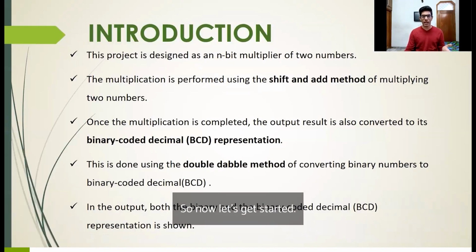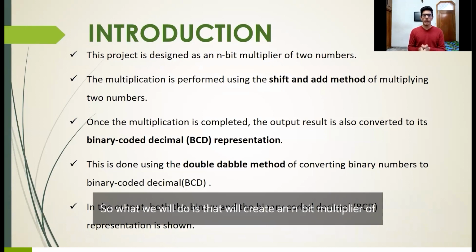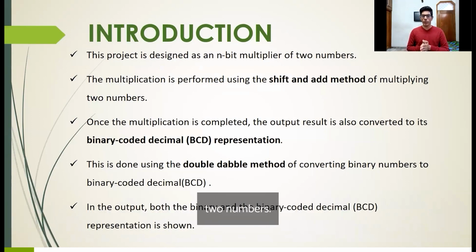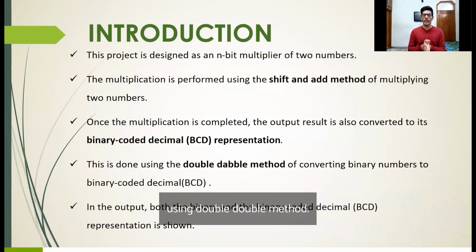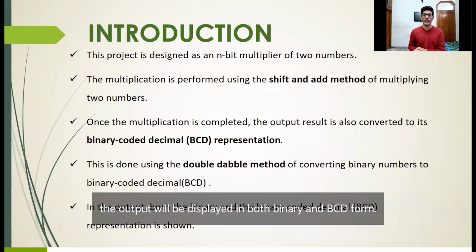So now let's get started. What we'll do is that we'll create an n-bit multiplier of two numbers. It will multiply using shift and add algorithm. And finally, the answer, which would be in binary form, would be converted to a BCD using double dabble method. In the end, the output will be displayed in both binary and BCD form.